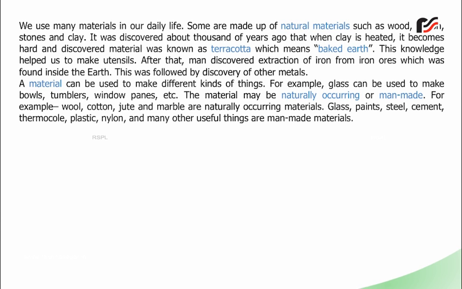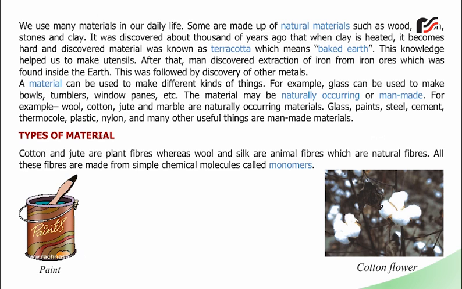For example, wool, cotton, jute, and marble are naturally occurring materials. Glass, paints, steel, cement, thermocol, plastic, nylon, and many other useful things are man-made materials. Types of material. Cotton and jute are plant fibers, whereas wool and silk are animal fibers, which are natural fibers.